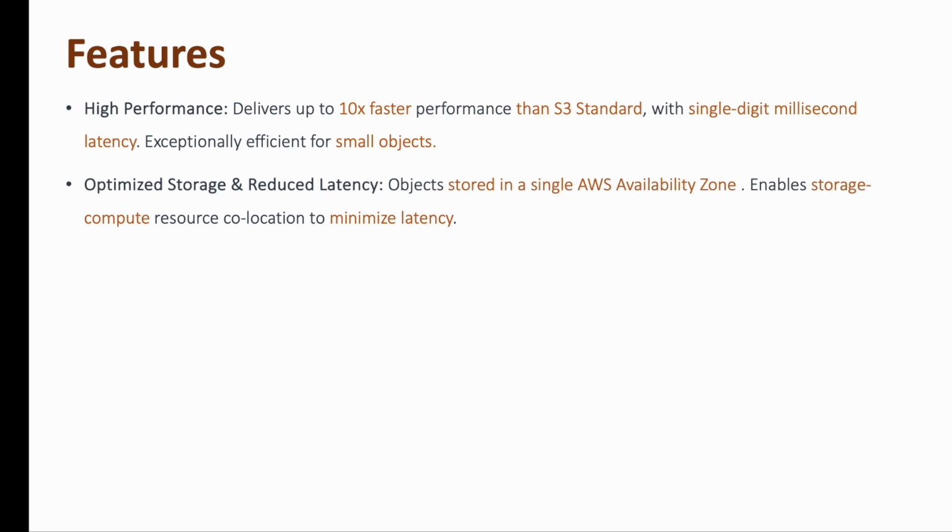Next one is the object stored in a single availability zone, which enables the storage and compute to be co-located, which reduces the latency significantly. If you have a compute resource that's accessing, it'll be quicker in a single availability zone. But when you create some of these directories or buckets, it will ask you to acknowledge that there is only one zone. In case of disaster, you will not be able to retrieve some of the data.